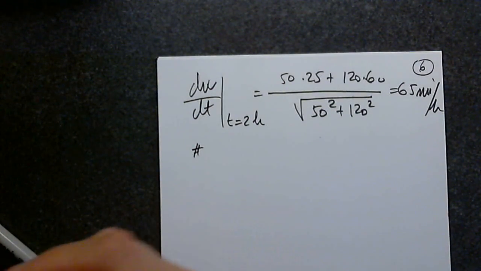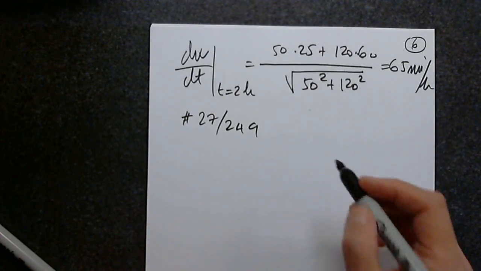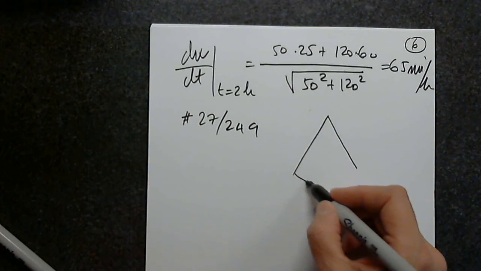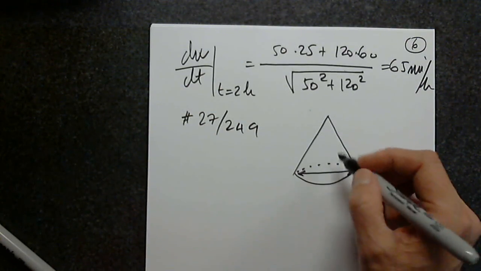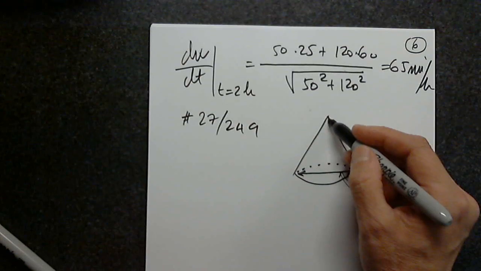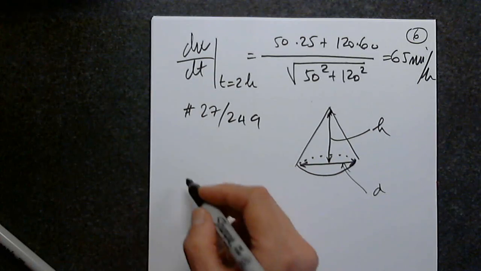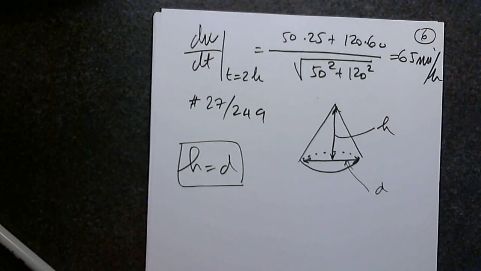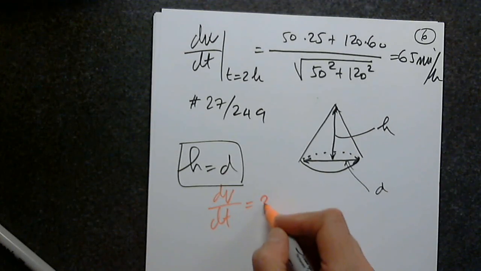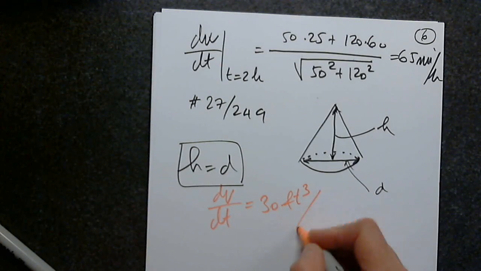So this problem is 27 on 249. So we have this situation. This is the diameter. This is the height. And the height and the diameter are always the same throughout this process. We are given dV over dt as 30, and it was indeed in cubic feet, yes. I'm just making sure, per minute.